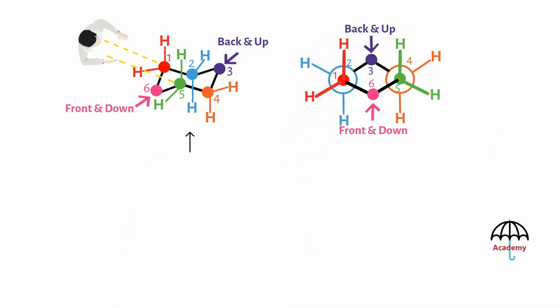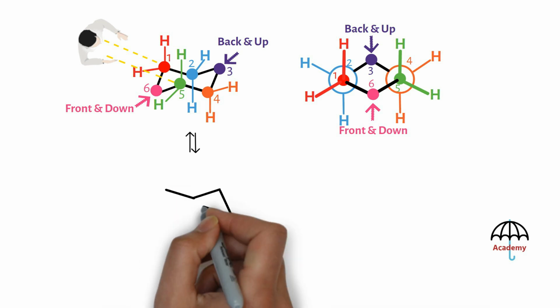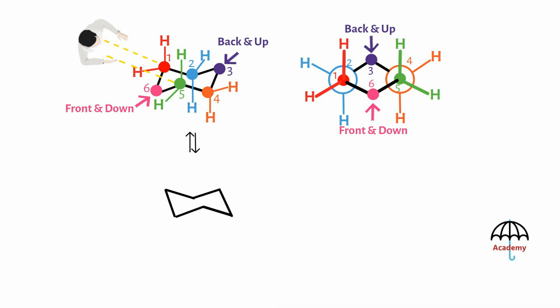When this ring flips, the carbons pointing up are now pointing down and vice versa. C1 is now down. C2 up. C3 down. C4 up. C5 down. C6 up.